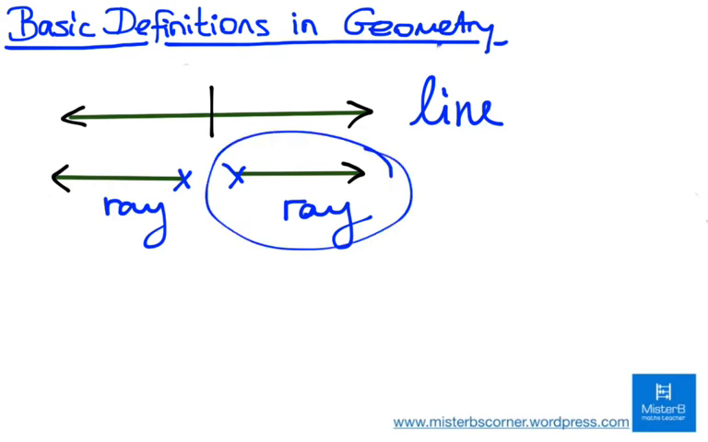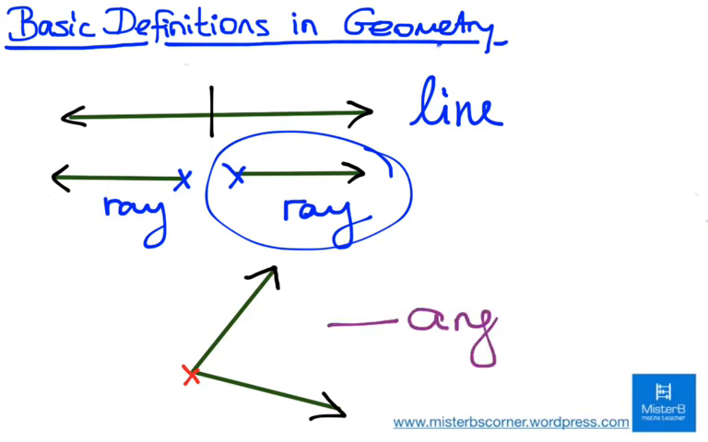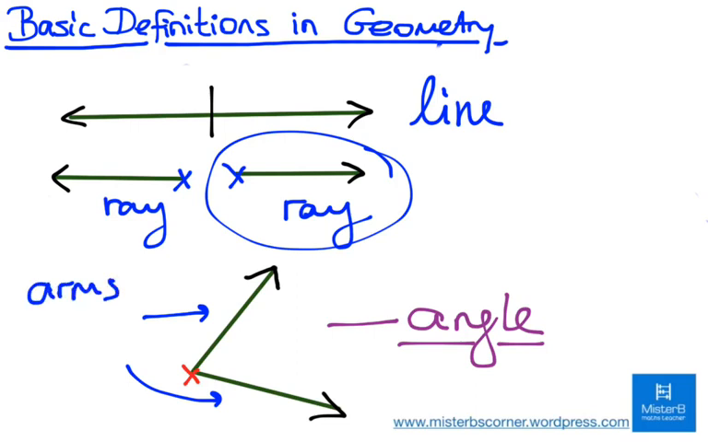And we use these rays when we have two of those, like this, which start from the same point. If we use two of these rays, we end up with an angle. So this is an angle formed by two rays. But generally, we call these rays, both of them, the arms of the angle.